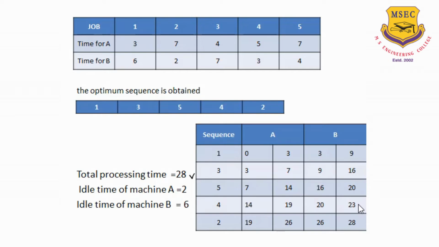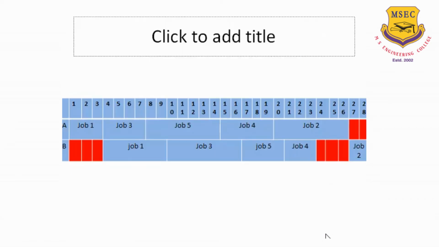And if you look at here, 23 and 26 is going to start up. So 3 units of time here. So it will be 3 plus 3, 6 units of time the machine B will be idle. And that's how we are going to solve the n job 2 machines problem.